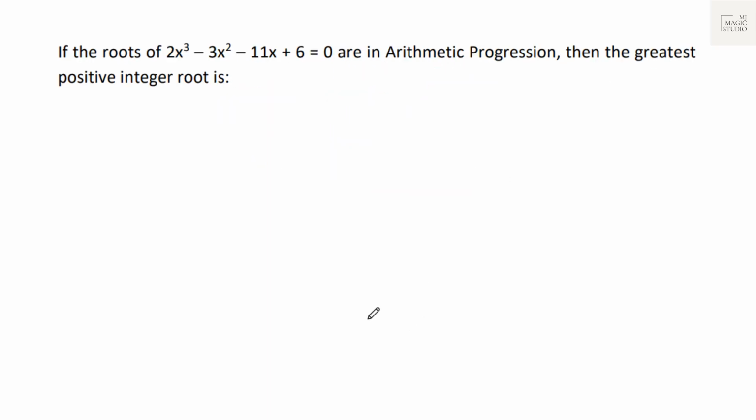Now one of my favorite takes on cubic equations, give it a try.